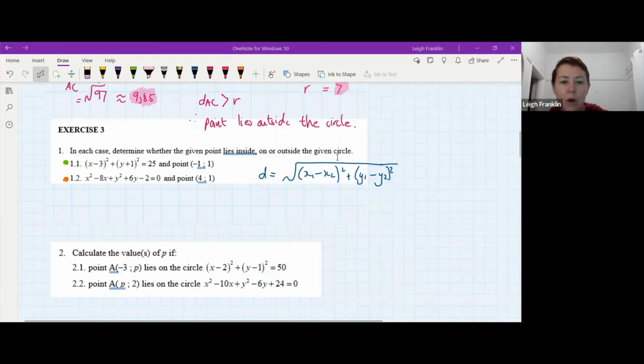Hopefully we're all done by now. All right, let's have a look at the first question. In number 1.1, Morongo, you said that it lies inside. What did you get as the distance from the center to the point? For the distance, I got 2 units, and for the radius, I got 5. Okay, I didn't get 2 units for the distance. I got 4,72 for the distance, but maybe I'm wrong. And then for the radius, I got 5 as well.